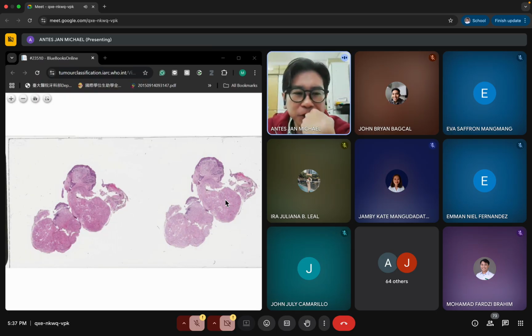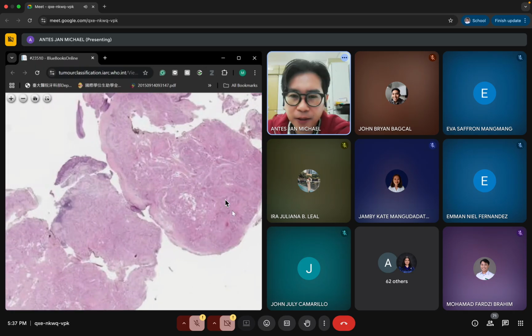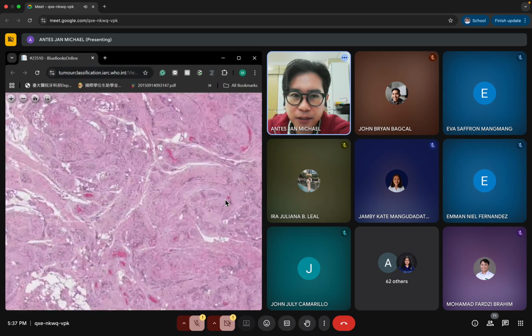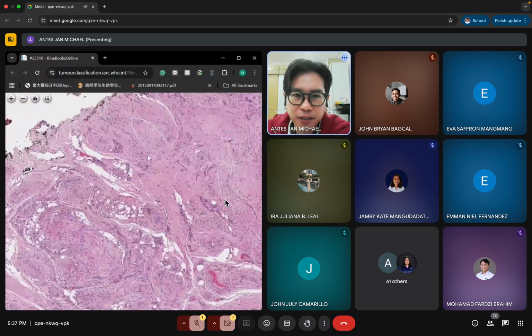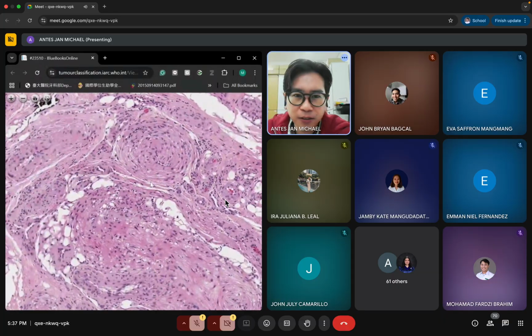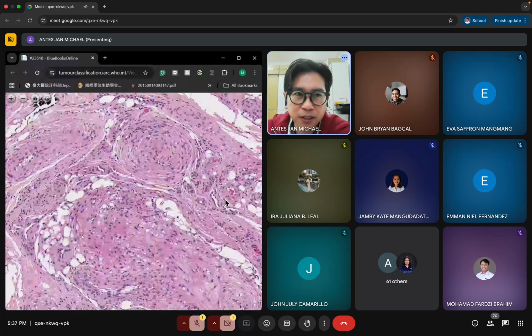Okay, so I'm going to first show you the slide. This is the low power objective. So what could be the diagnosis for this lesion here, for this slide?